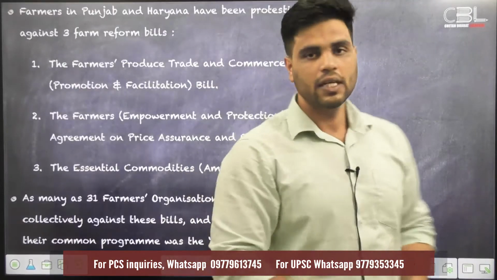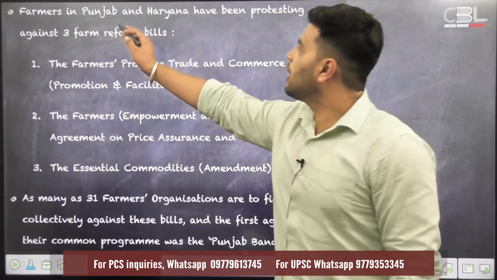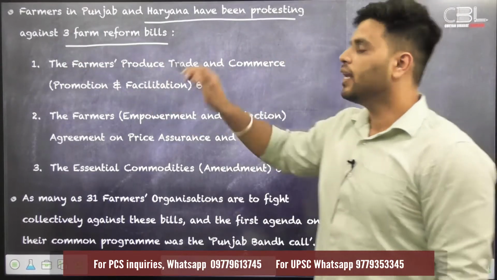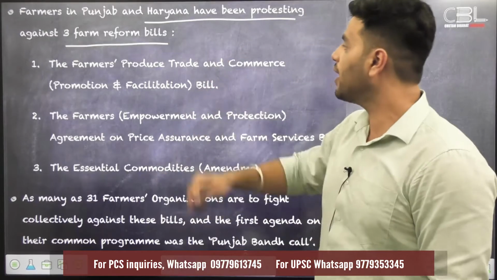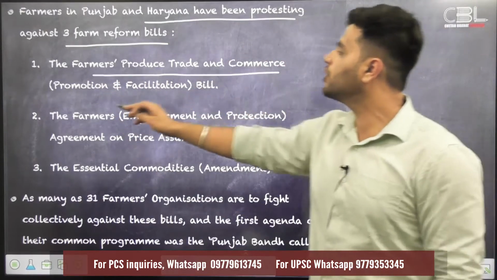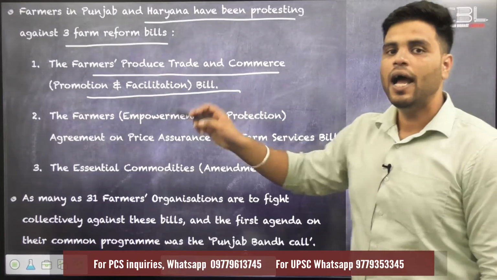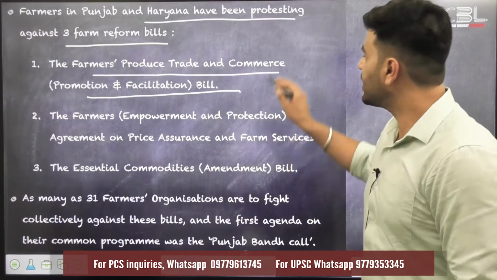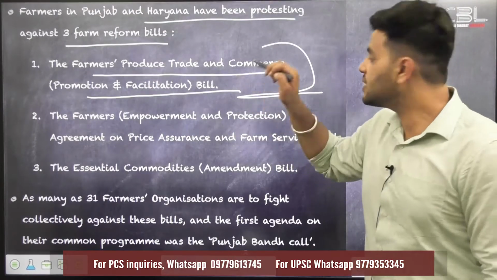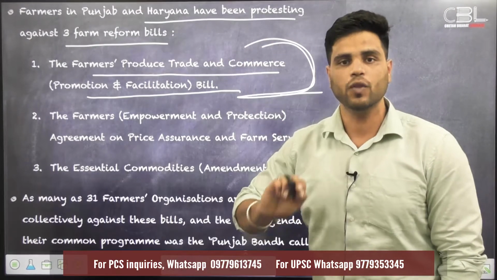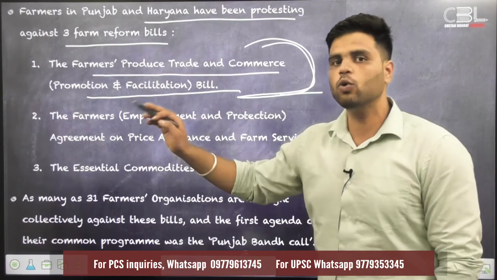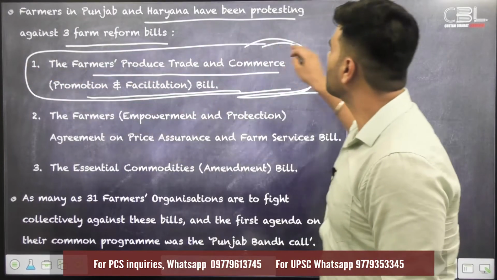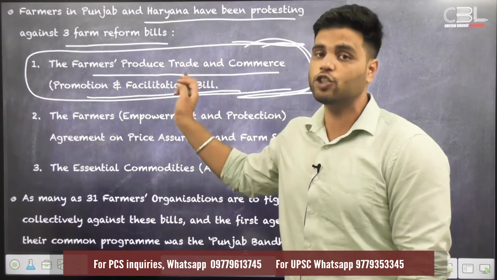Okay. Now, farmers in Punjab and Haryana have been protesting against 3 farm reform bills. Okay. Now, what are these 3 farm reform bills? Number 1 is the Farmers Produce Trade and Commerce Promotion and Facilitation Bill. Actually, most of the farmers' organizations are protesting against this particular bill. It is this bill they have the most issue with. Okay, the other 2 bills, they also don't agree with, but this particular bill is something that farmers don't agree with, and they have a lot of issue with it.